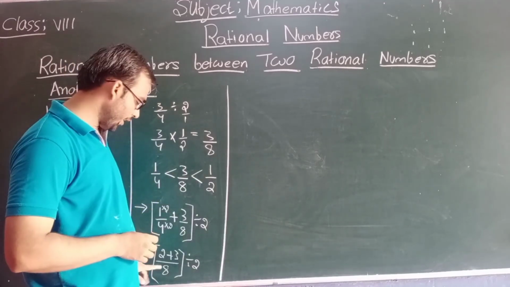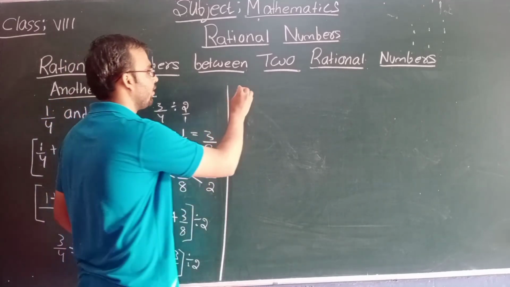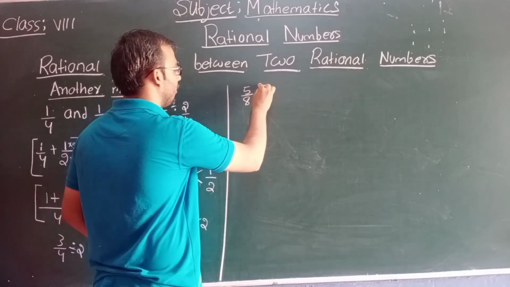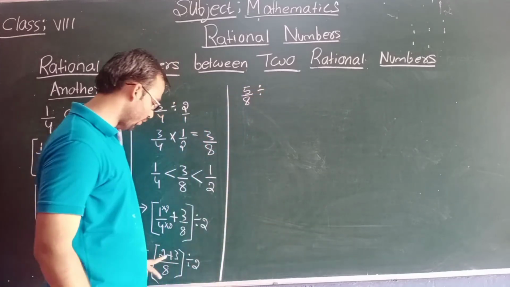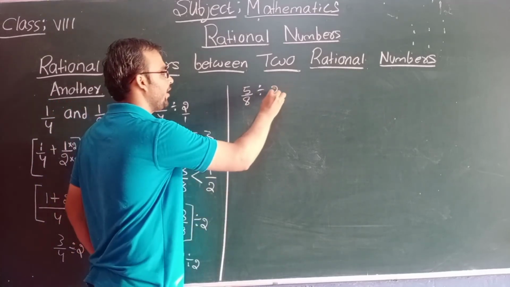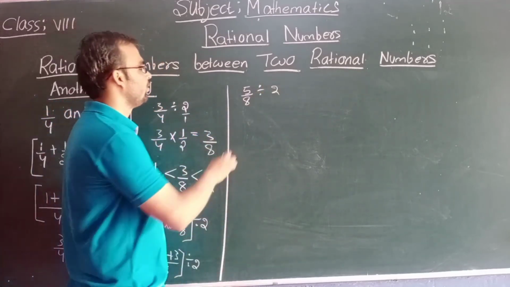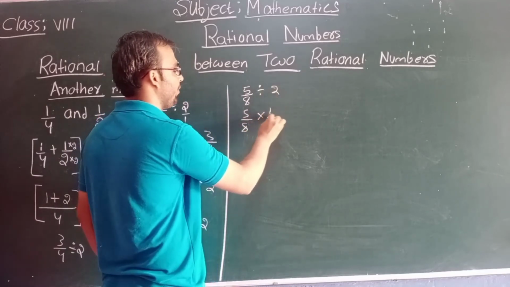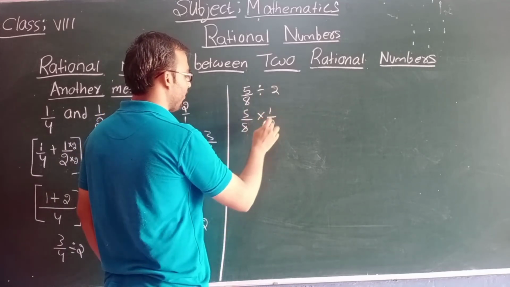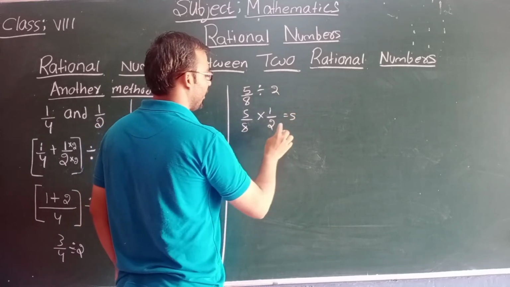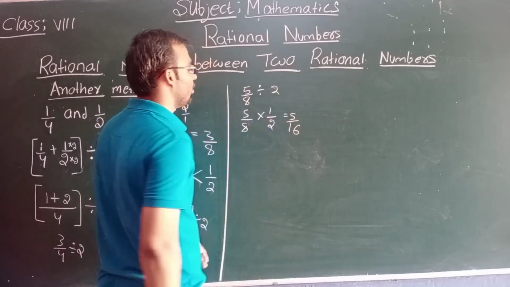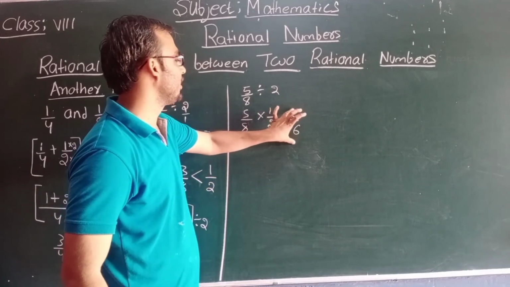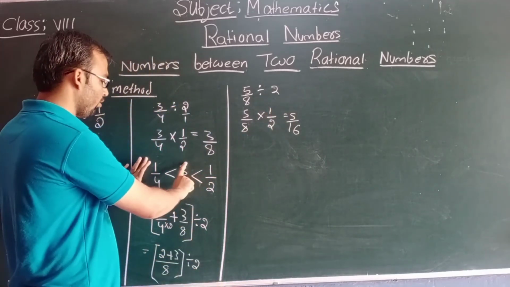Now look here. 2 plus 3 is 5, divided by 8. So 5 by 8, and this is divided by 2. To divide, you need to take the reciprocal. So 5 ones are 5 and 8 twos are 16. This is the number between these two numbers.